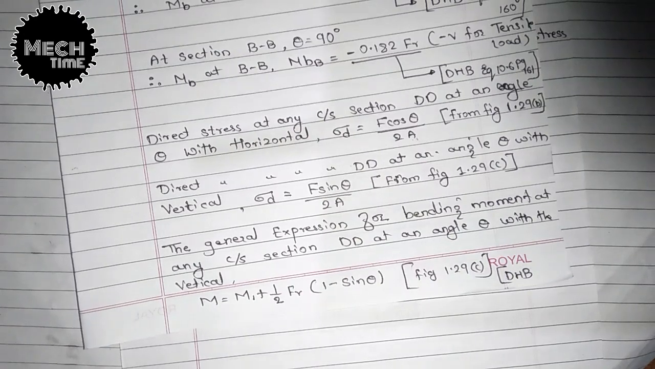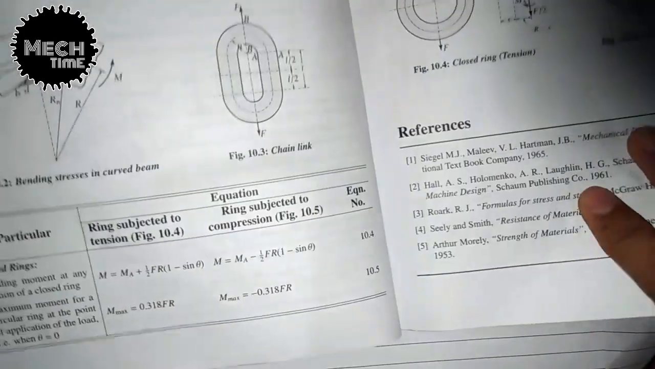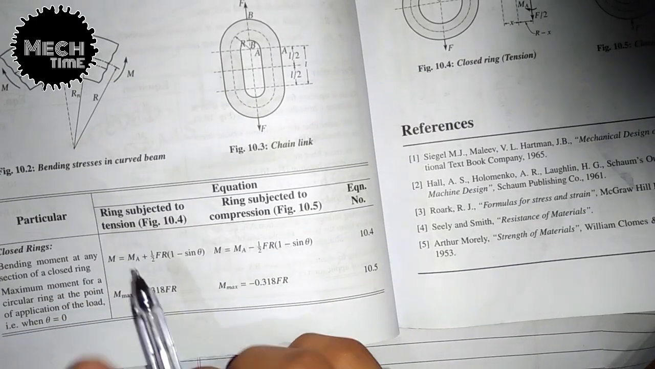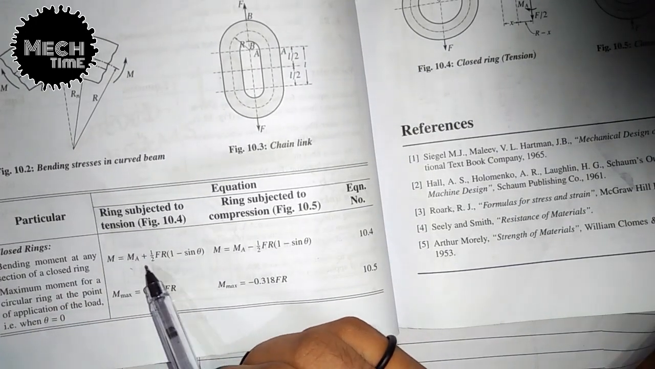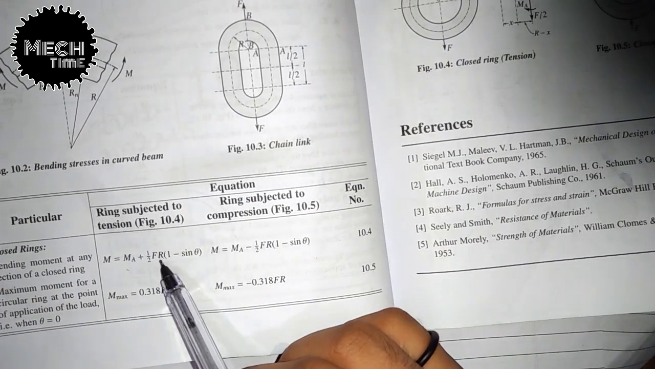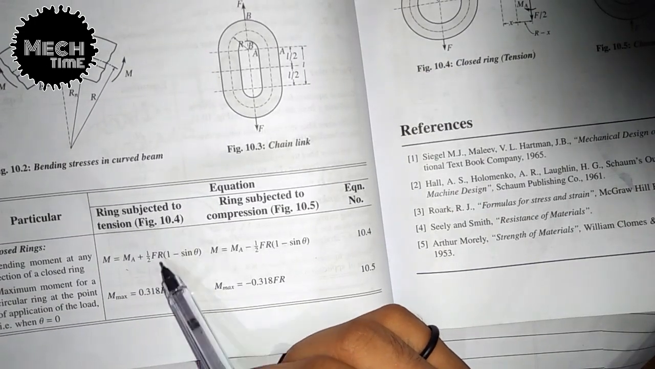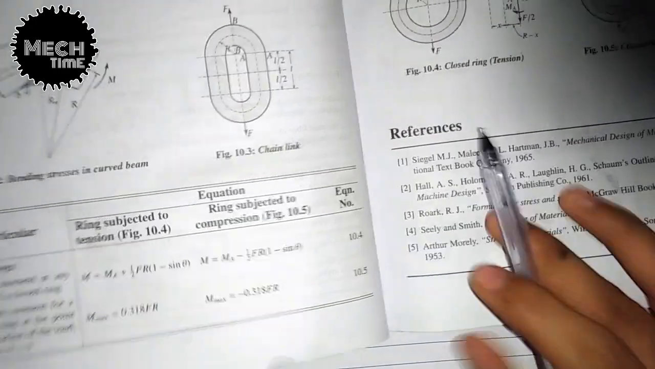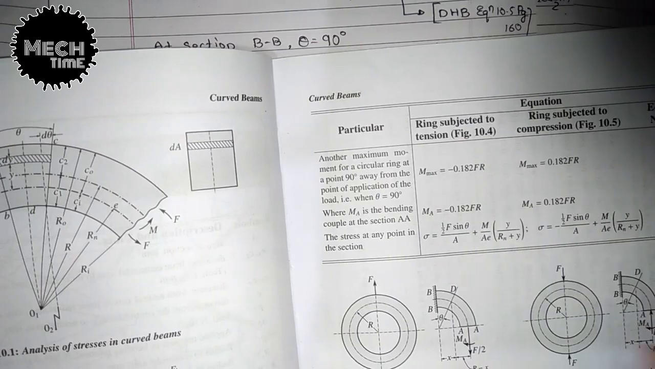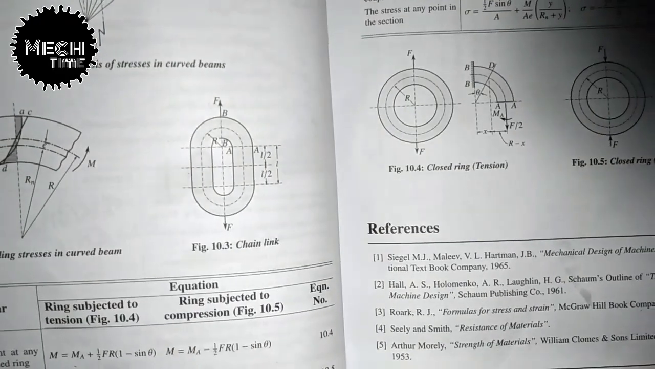The general expression is given in the data handbook, as you can see here. The closed ring's bending moment at any section of a closed ring, M, is equal to MA plus half FR into (1 minus sin theta). This is only for tension. You need to remember this formula and equation, this much only.